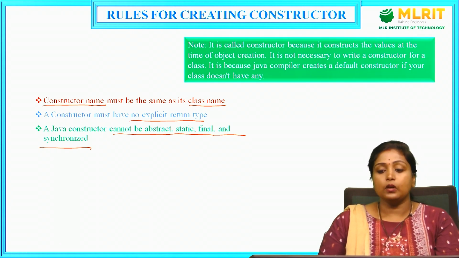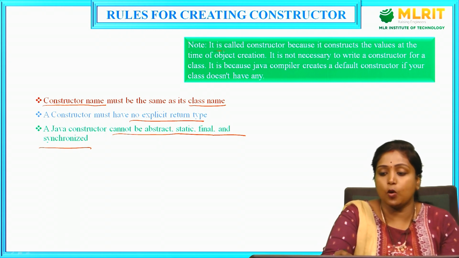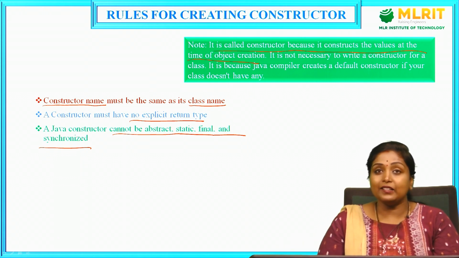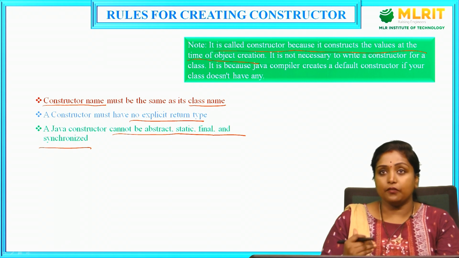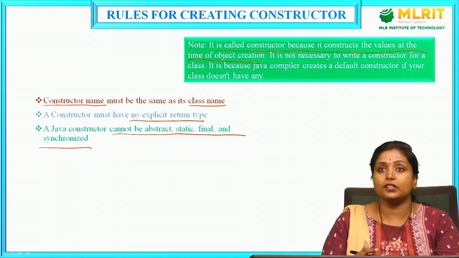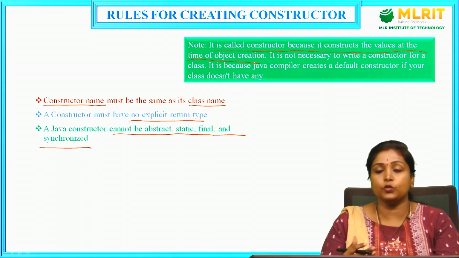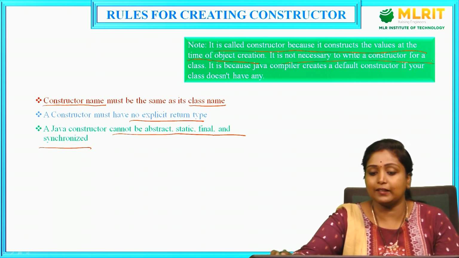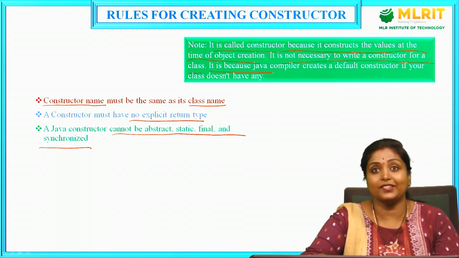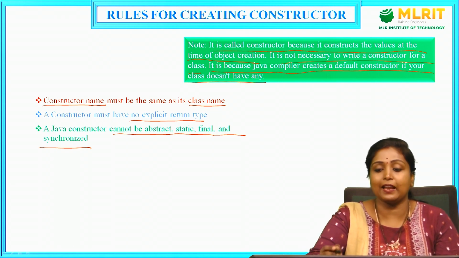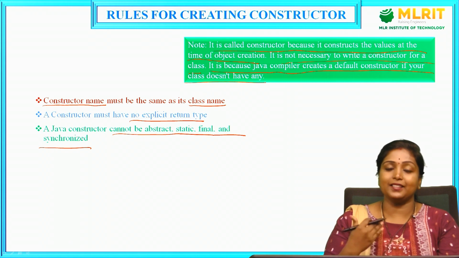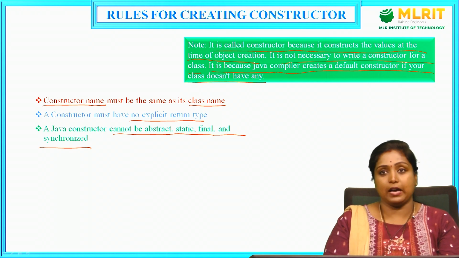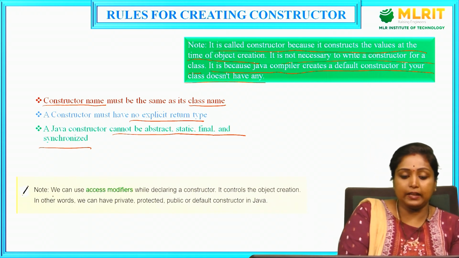One more note point. Why is it called a constructor? It is called a constructor because it constructs the values at the time of object creation. It will initialize the values at the time of object creation. It is not necessary to write a constructor for a class, because the Java compiler creates a default constructor for a class that does not have any. If you do not define any constructor, the compiler itself creates one and assigns the values. And we can use access modifiers.